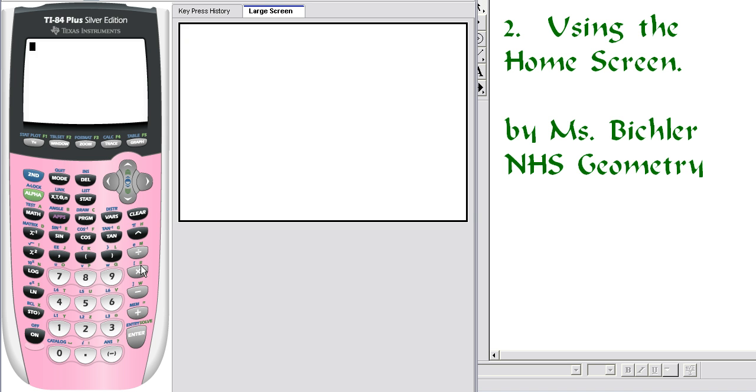Here are your basic operator keys: plus, minus, multiply, divide. Here's your enter key. Notice this key down here. This is for negatives. This is not the same on this calculator as minus.